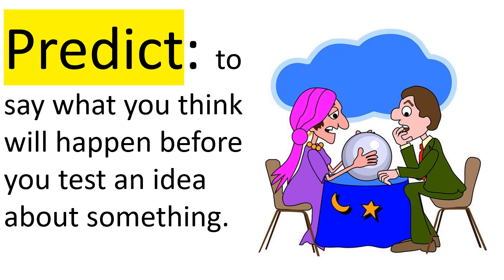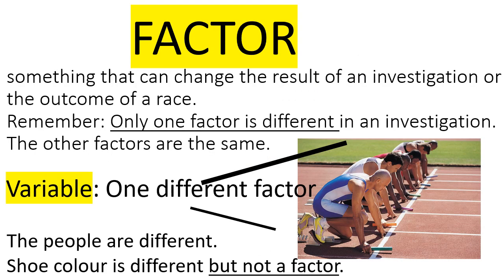Predict, we often predict before we begin to investigate. Predict is to say what you think will happen before you test an idea about something. Factor, this is an important word that I've mentioned in other videos. This is anything that can change the result of an investigation or the outcome of a race. And we call the one different factor in an investigation variable.